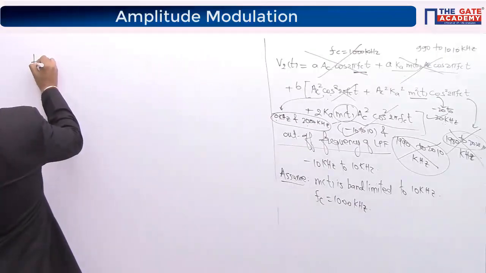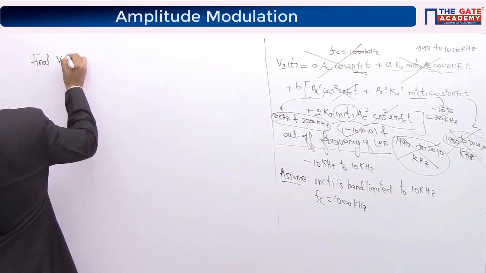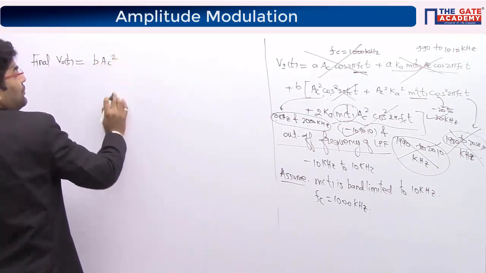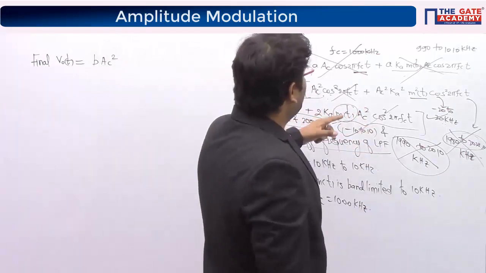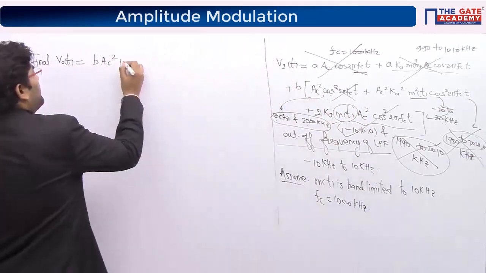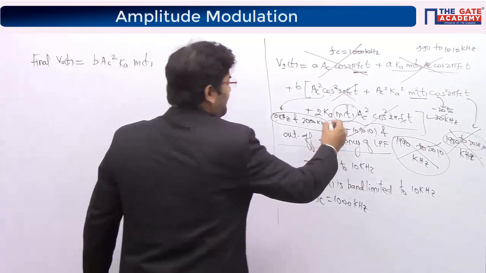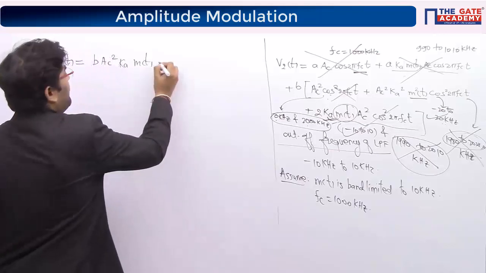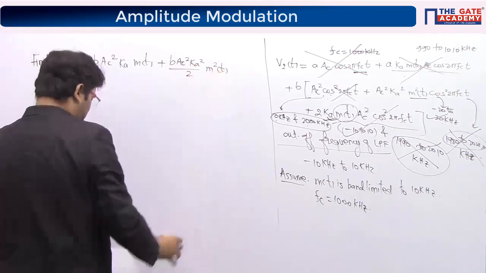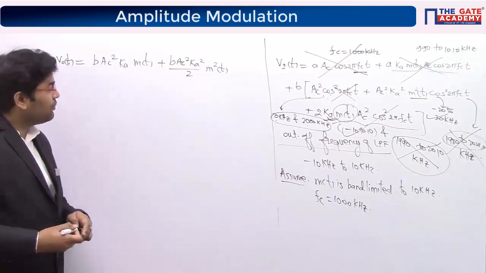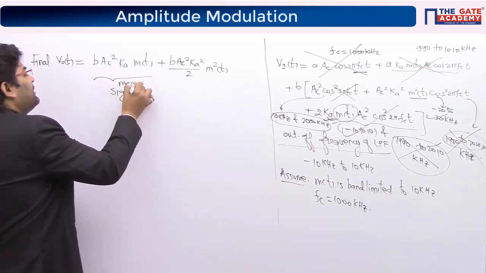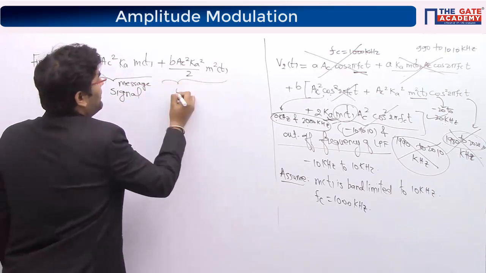So final V output T, you will find this. Final V output T is equal to B AC square, B AC square K square, B AC square K A M of T. So guys, this is this term, okay, plus B AC square K square by 2 M square T. Okay. So guys, this is your signal. You please do step by step in detail, you will reach here only, don't worry. And this is your noise.